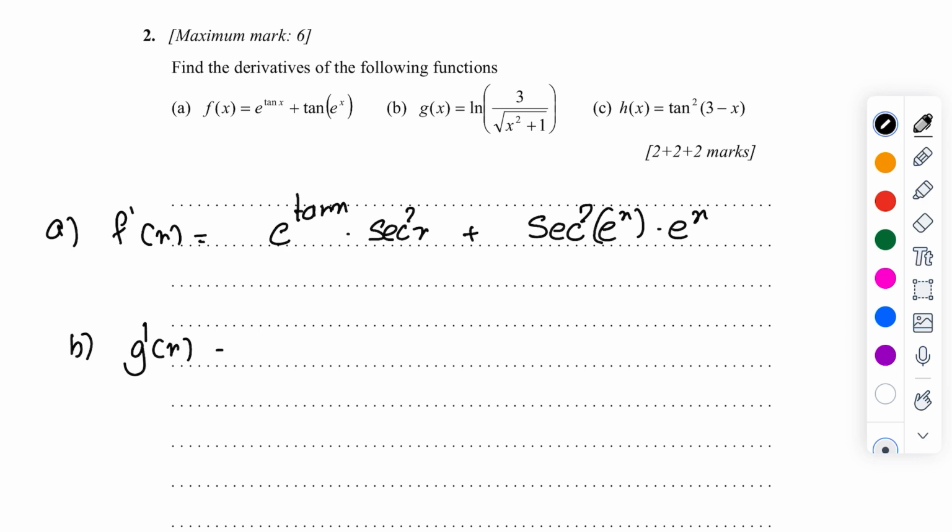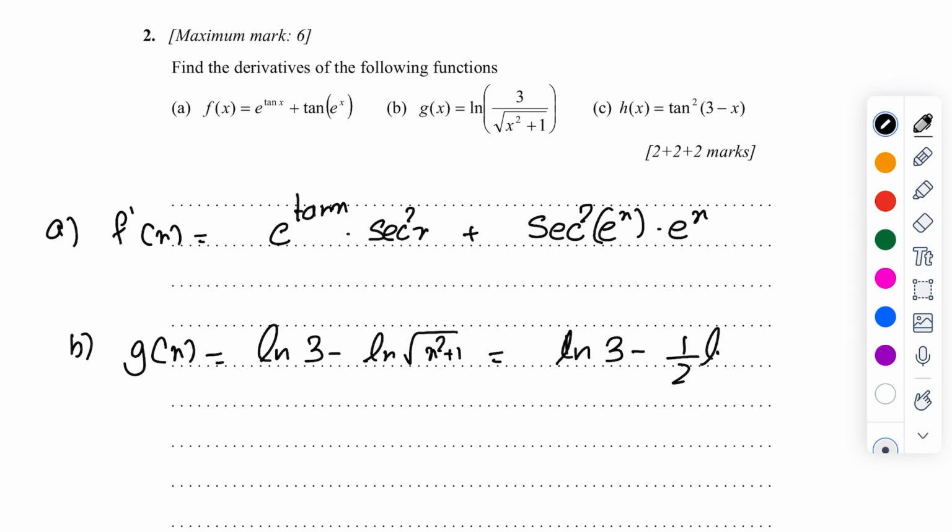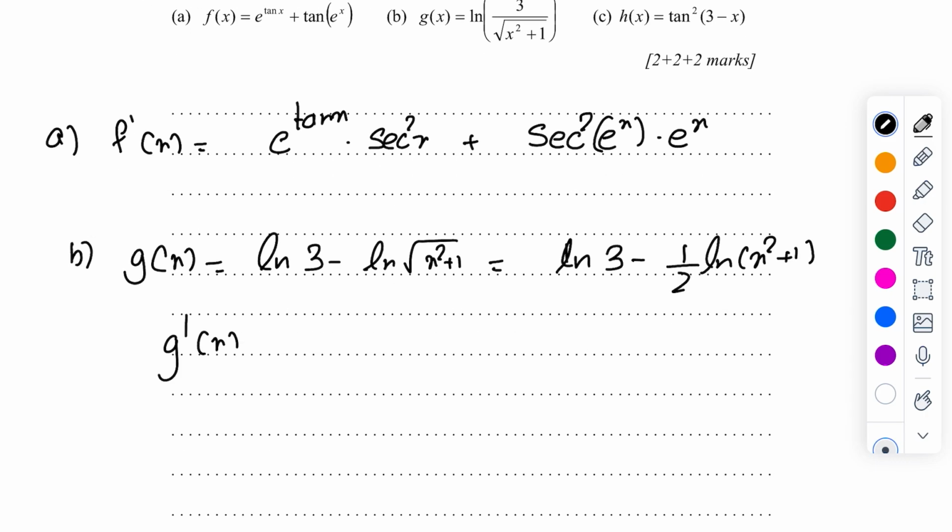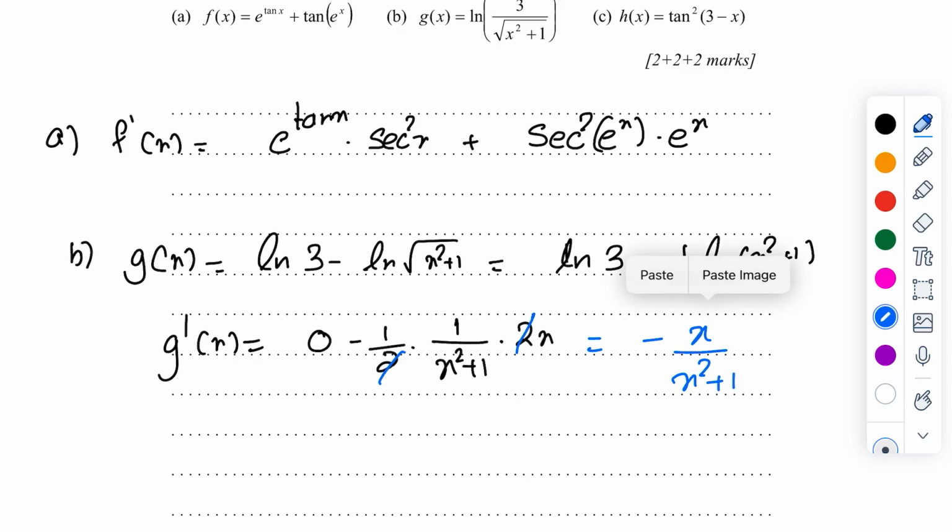Then g prime x. Before doing g prime x, first of all, I'll simplify g of x. So ln a by b is ln a minus ln b. Then again, that square root can come into the front as 1 upon 2 ln of x square plus 1. Now what will g prime x become? Ln 3 derivative is 0 minus 1 upon 2 ln x square plus 1 derivative is 1 upon x square plus 1. X square derivative is 2x. 2 gets cancelled. So my answer is minus x upon x square plus 1.